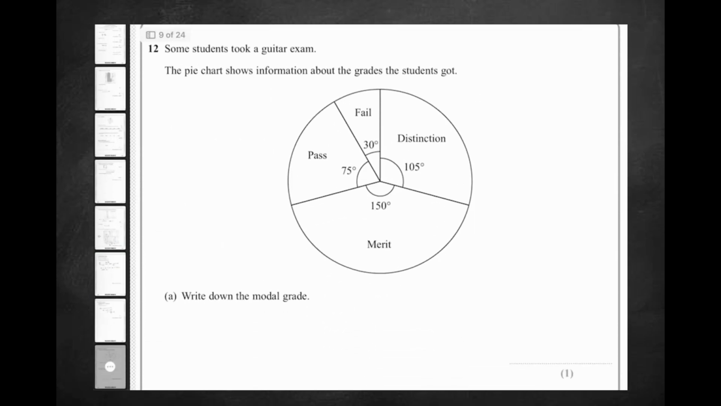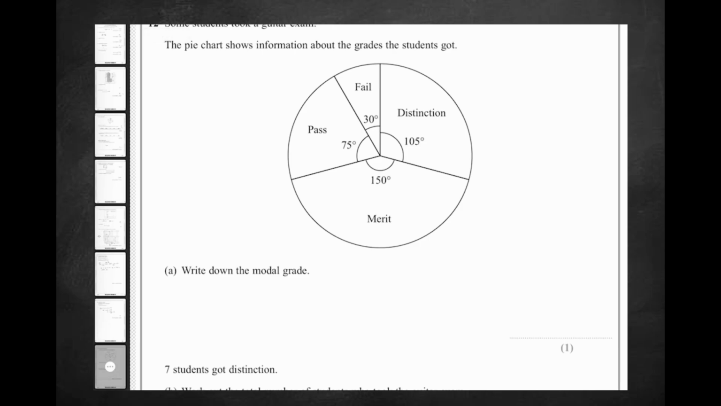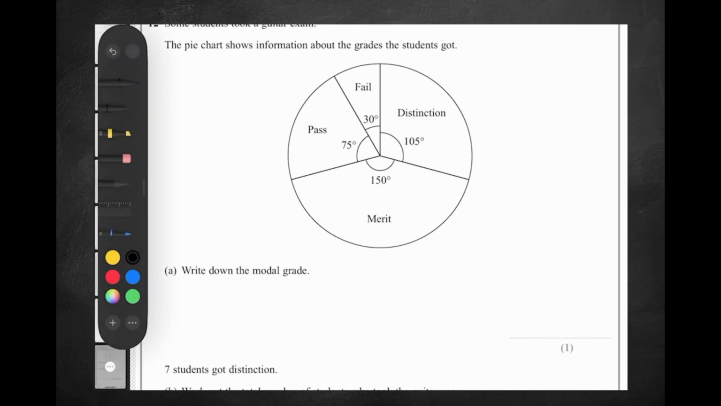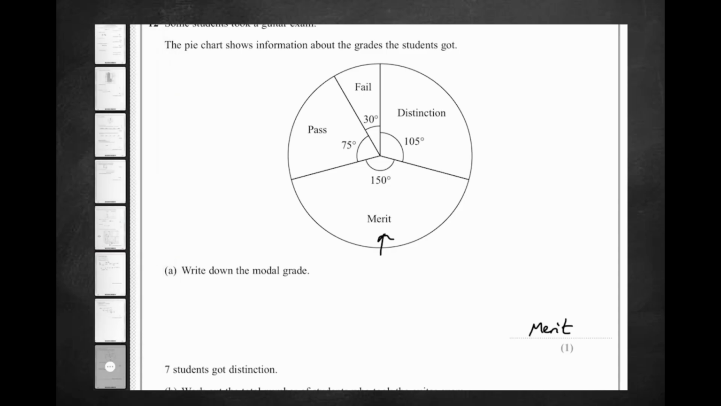Question 12. Some students took a guitar exam. The pie chart shows information about the grades the students got. Write down the modal grade. So the modal grade will be the most common grade, which will be the one in the biggest section of the pie chart, which will be merit.